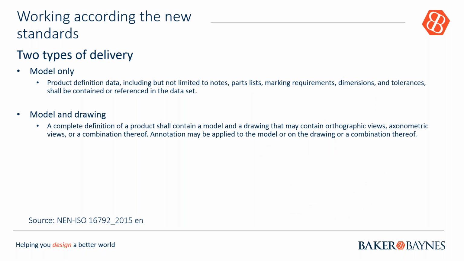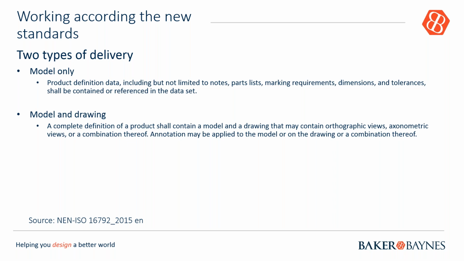And we'll see why as well as we move along, okay? The two types of deliveries that we can find here are the model only delivery and the model and drawing. Now, what's nice about this, if we look at the model deliveries, we find that product definition data, including but not limited to, of course, notes and dimensions, shall be added into the model environment, which brings us to the next point: it allows us to use it downstream in the design process.